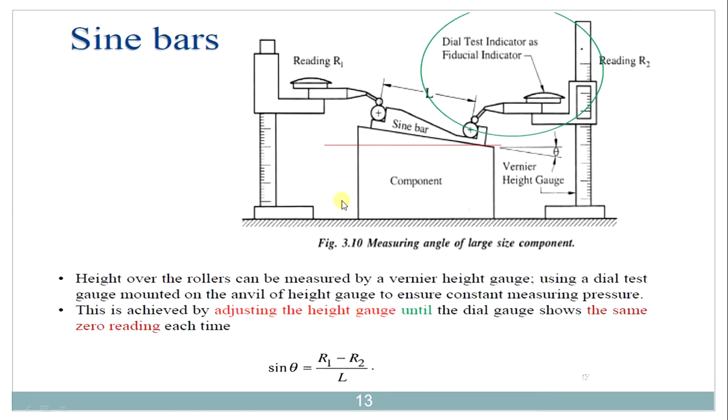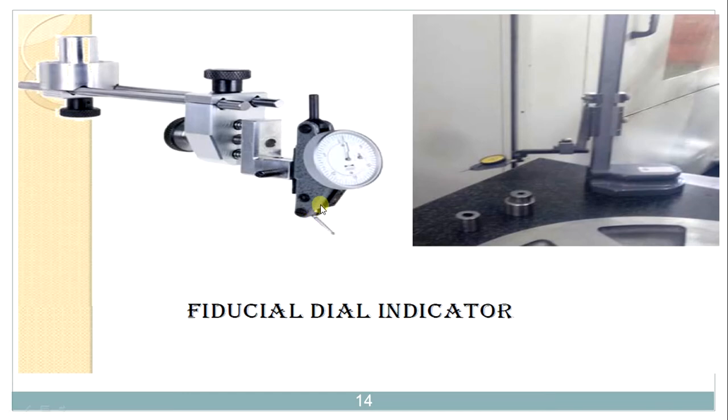If we have a sine center, or either two types of dial indicator combination, for measuring the radius, the height over the rollers can be measured by either a vernier height gauge or a combination of a dial indicator. The total height is achieved by adjusting until the dial gauge shows a zero reading each time. So sine theta will be equal to R1 reading minus R2, and then the angle for this component can be measured. Then we have a fiducial indicator, which is nothing but a pressure or sensing device which senses the pressure.